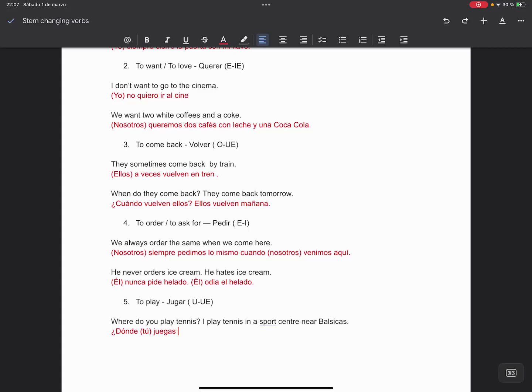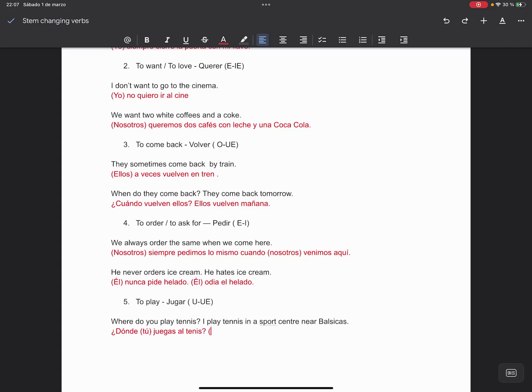¿Dónde juegas tenis? Cuando juegas tenis. Normally, it's not compulsory, but normally the verb to play something is followed by the preposition a. So, ¿dónde juegas el tenis? And that al, remember, when you have a and el, it always melts into al. So, ¿dónde juegas al tenis?